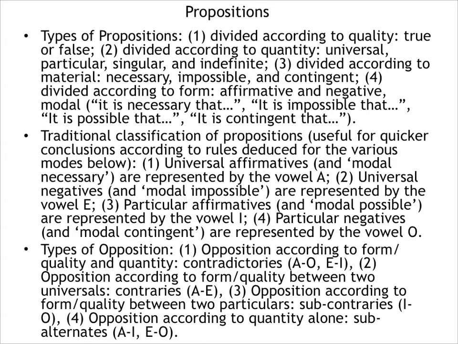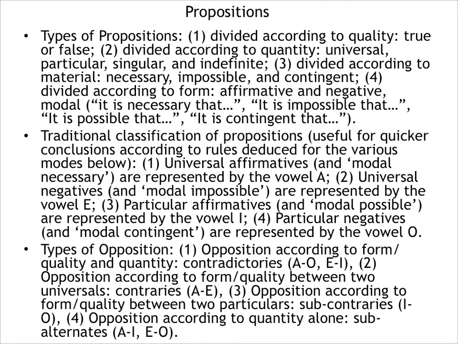So then, from that, there's a traditional classification of propositions combining some of these elements. Leaving aside the division according to quality, true or false, we combine the division according to quantity and the division according to form, so universal, particular, and affirmative, negative. We get 4 kinds of propositions. Those 4 classical kinds are universal affirmative, universal negative, particular affirmative, particular negative.